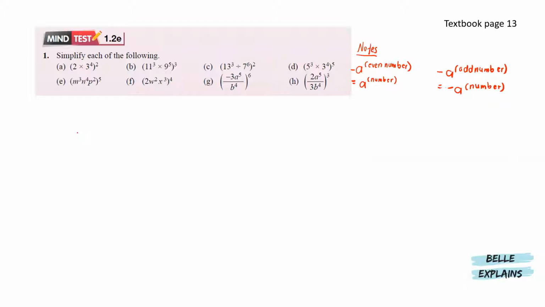Let's get to it. Simplify each of the following. So here we have 1a, 2 times 3 to the power of 4, all to the power of 2. So in a bracket, when there is a number outside, it's supposed to multiply the index on the inside, right? So here it will multiply with this. Since here there is no index, it means it is a 1. And here it will multiply with this number 4. So that will give us 2 to the power of 1 times 2, and 3 to the power of 4 times 2. So that should give us 2 to the power of 2 and 3 to the power of 8.